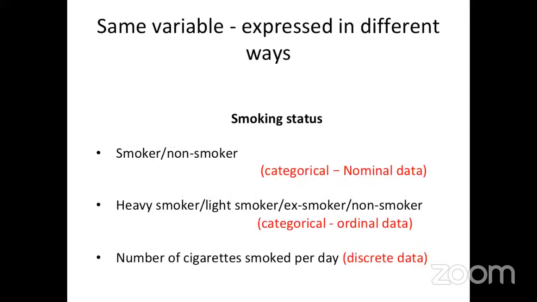Sometimes the same parameter can be expressed in different ways. For example, smoking status. If you classify them as smoker or non-smoker, they are classified as categorical data. If you classify them as heavy smoker, light smoker, ex-smoker, non-smoker, then they are arranged in a particular sequence, so they are known as ordinal data. If you classify the smoking status based on number of cigarettes smoked per day, then it becomes a discrete data. So that's how one data itself can be presented in multiple ways depending upon your research question.